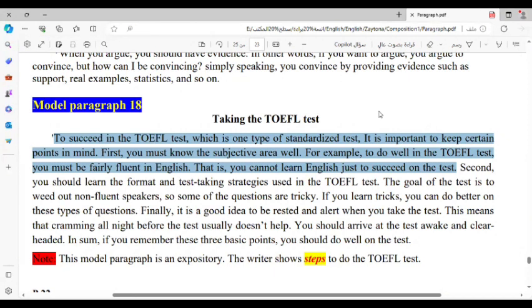In the TOEFL test, which is one type of standardized test, it is important to keep certain points in mind. First, you must know the subjective area well. For example, to do well in the TOEFL test, you must be fairly fluent in English. That is, you cannot learn English just to succeed on the test. Okay, thank you.